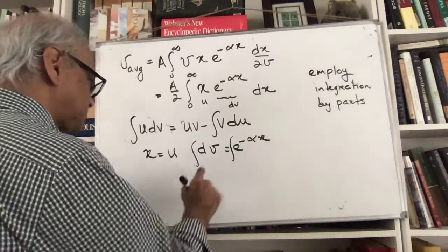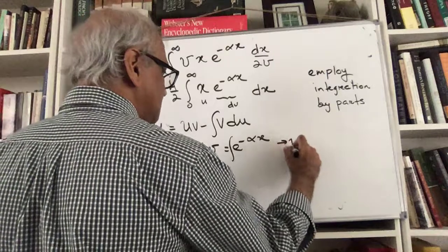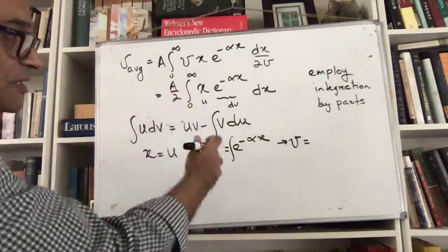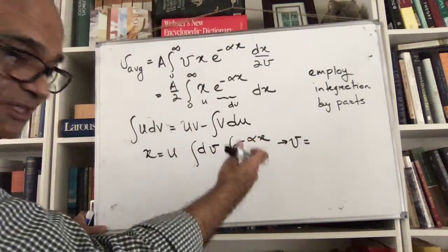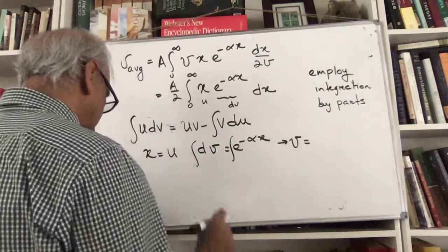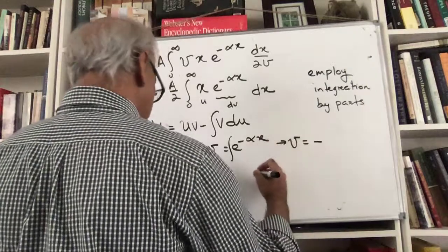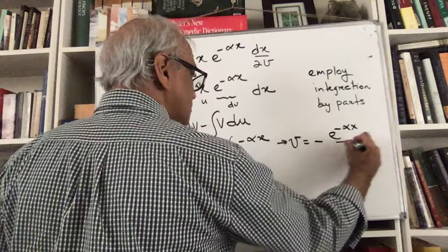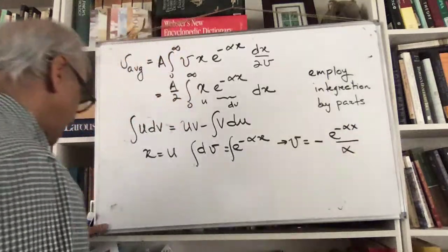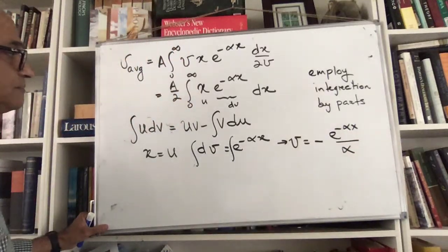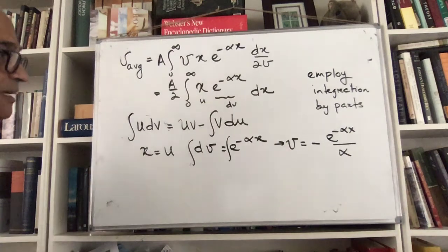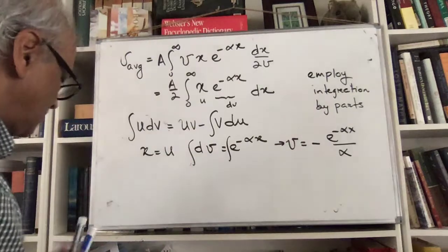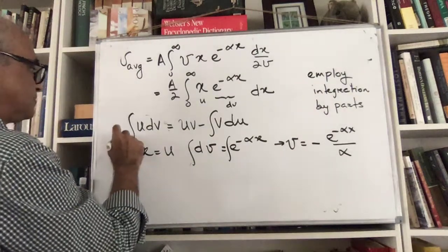So this is v. Remember that because we have limits over there, you don't need a constant or anything like that. You can keep it as it is. So this is v: the alpha comes on the bottom, e to the power minus alpha x over alpha, right? So that's my v.